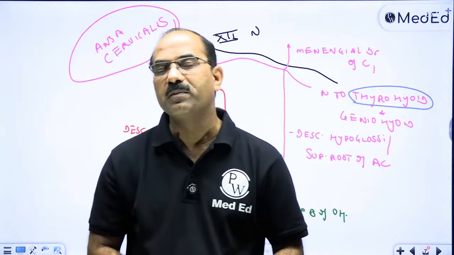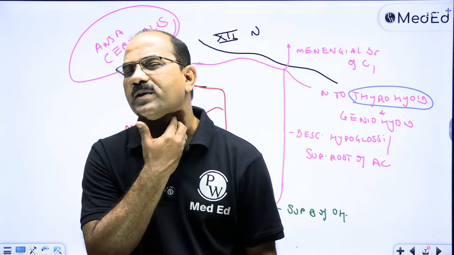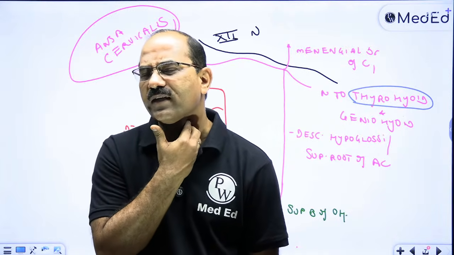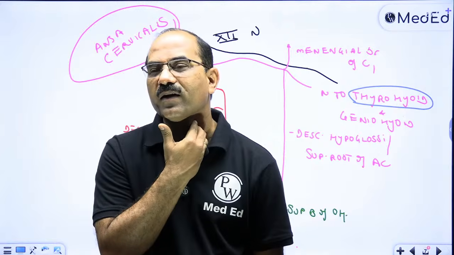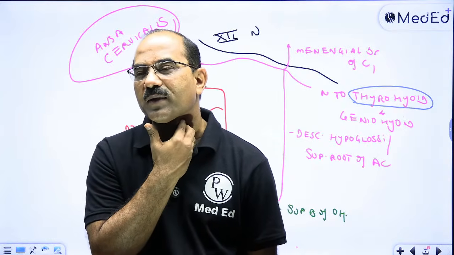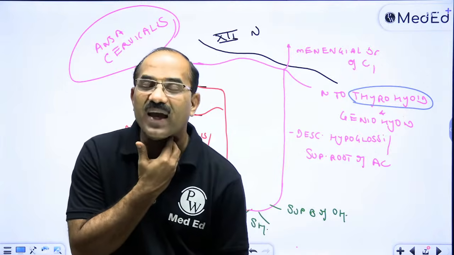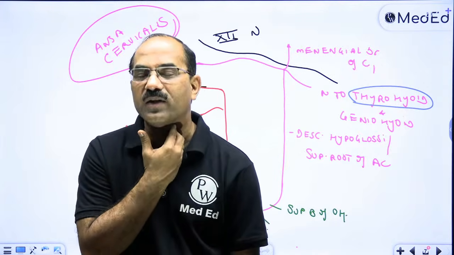आप यहाँ पे palpate करिए. Just palpate here, deep inside. Just deep to the sternocleidomastoid. Feel करिए. What are you feeling deep to the sternocleidomastoid? That's the carotid artery, the common carotid artery.